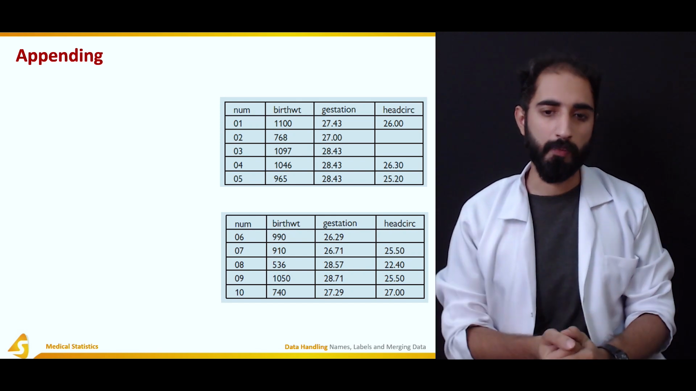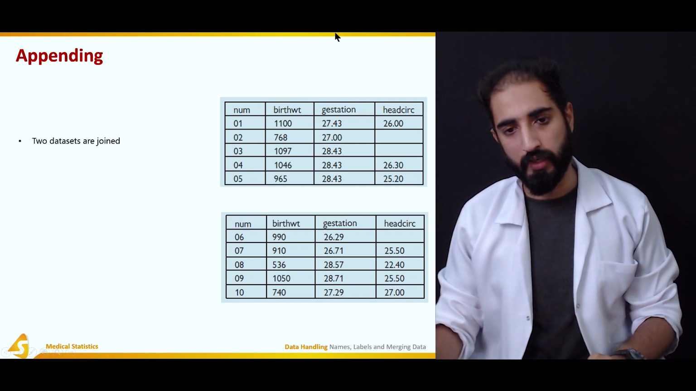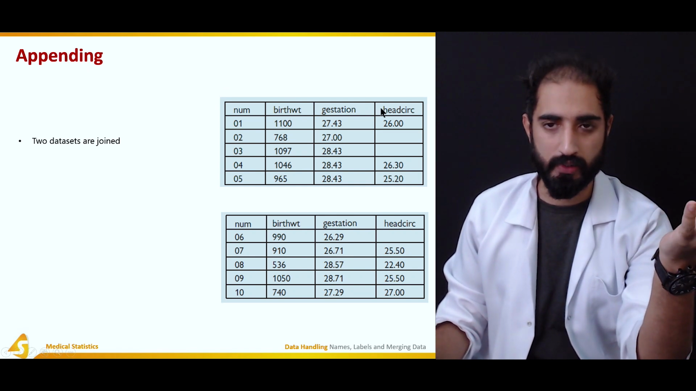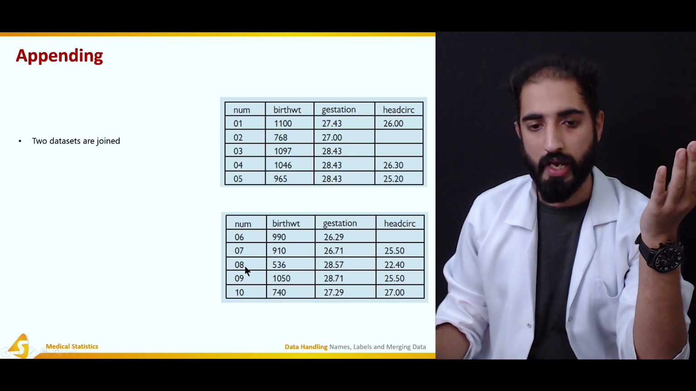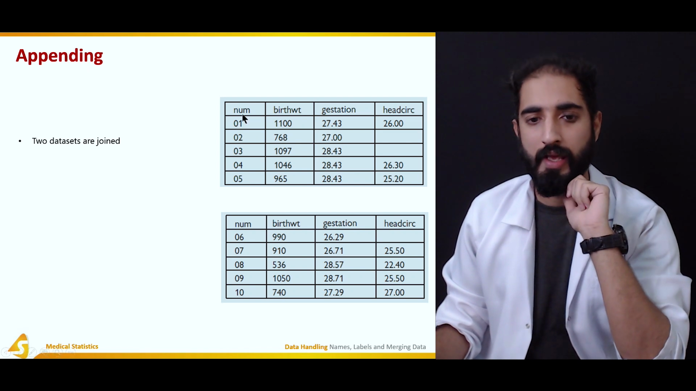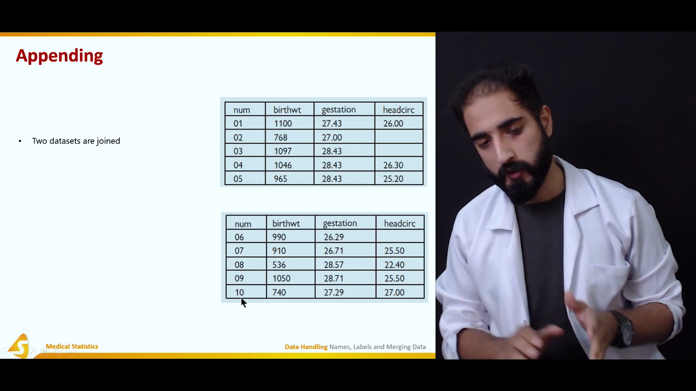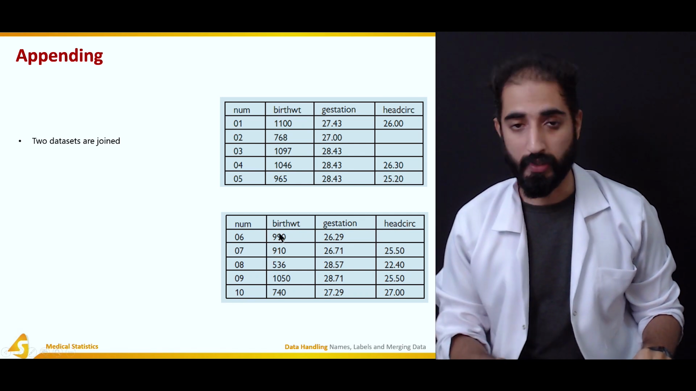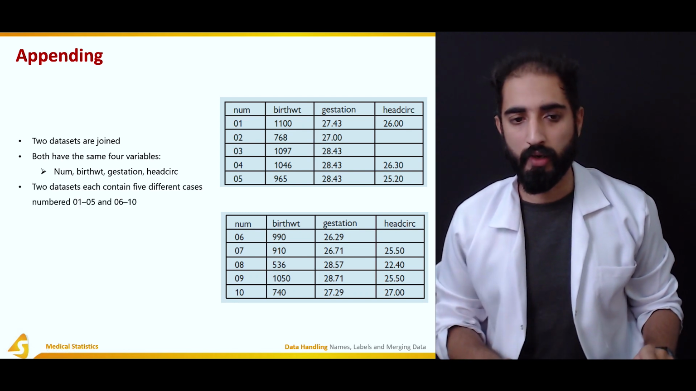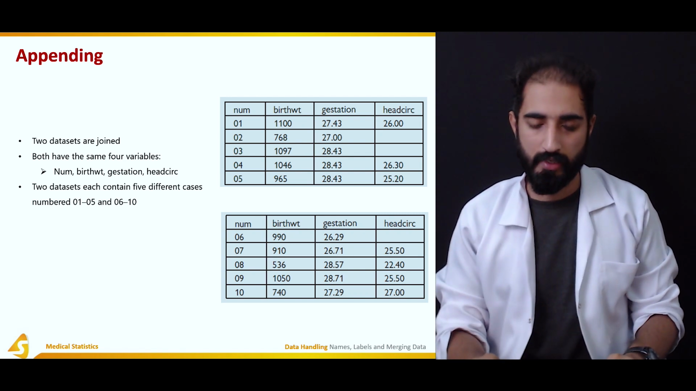Now, let's take an example of appending. In appending, 2 data sets are joined, and here we have 2 data sets. In both data sets, we have birth weight, gestation, and head circumference. And here we have the numbers allotted to different participants. You can see 1, 2, 3, 4, 5 and 6, 7, 8, 9, 10, which means that the participants are different in both data sets, but the variables are the same. Both have the same 4 variables, and the 2 data sets each contain 5 different cases, or different participants, numbered 1 to 5 and 6 to 10.